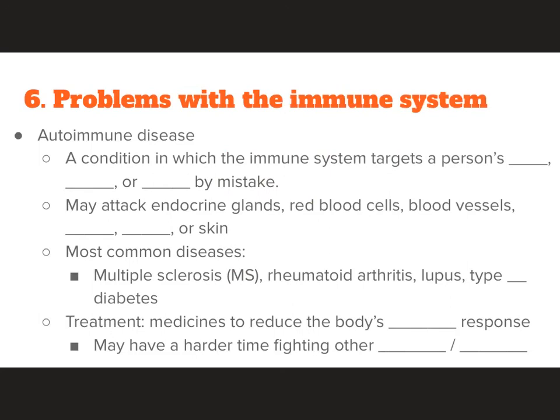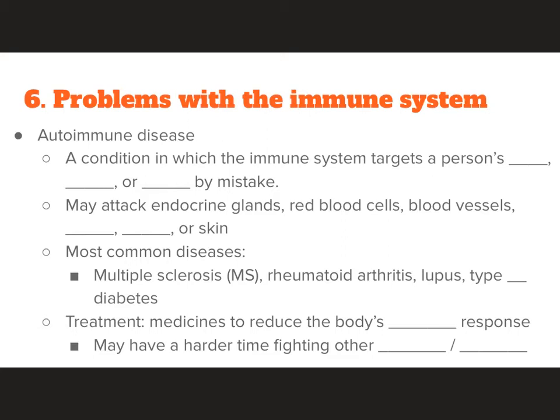Immune system is very important for our health because it really keeps our body away from harmful pathogens. Now, we also have situations where our immune system may work against us. So let's take a look at those cases.